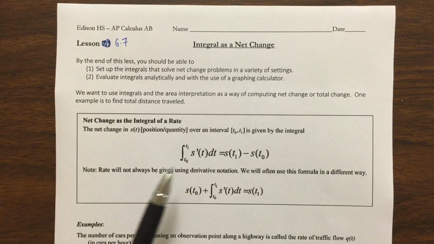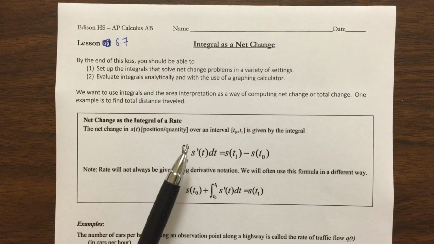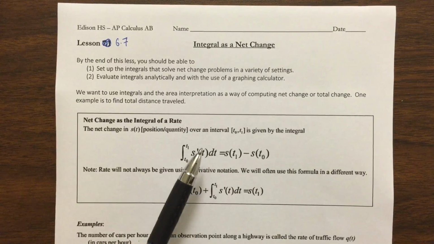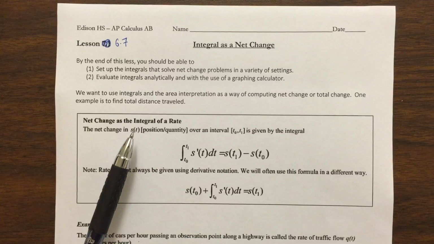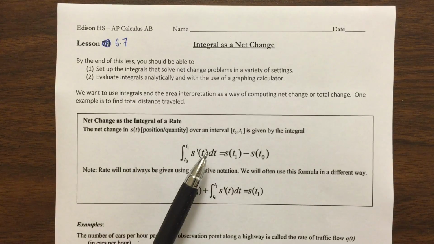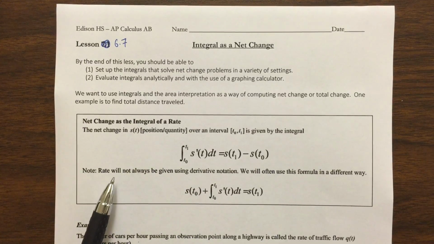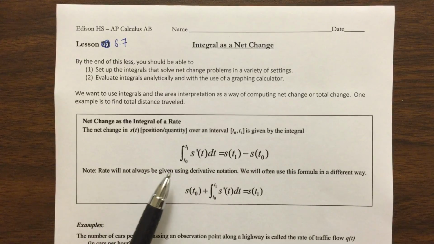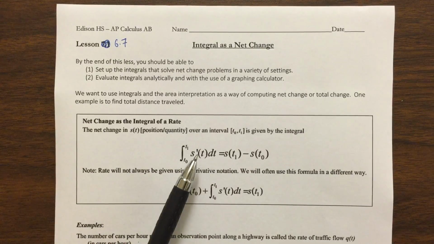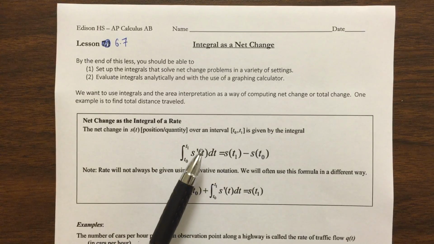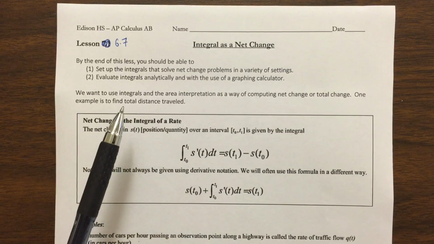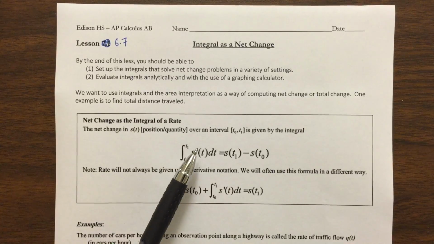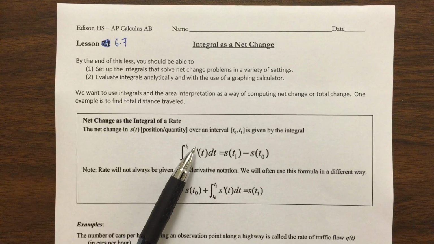This is a rate, because the first derivative is a rate. Velocity is a rate, so the first derivative of the position function is the velocity function, which is a rate. Now, a rate will not always be given using derivative notation. Most of the time, they won't write it as S prime, but they might write it as R of t, and that's a rate function.